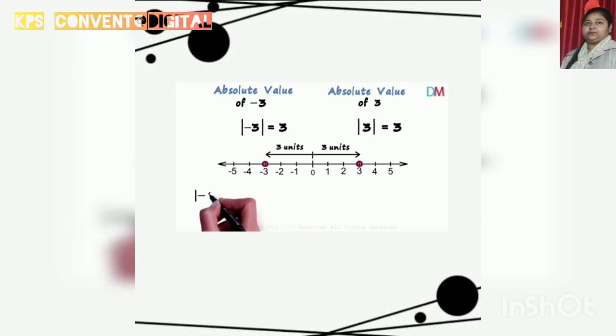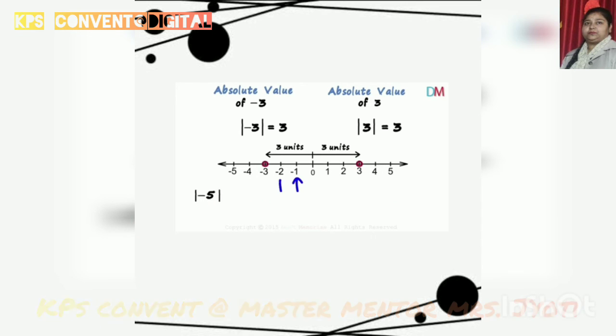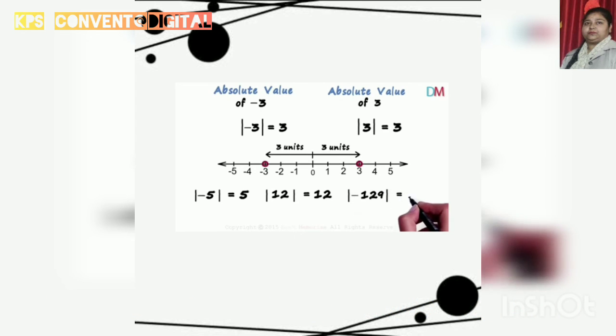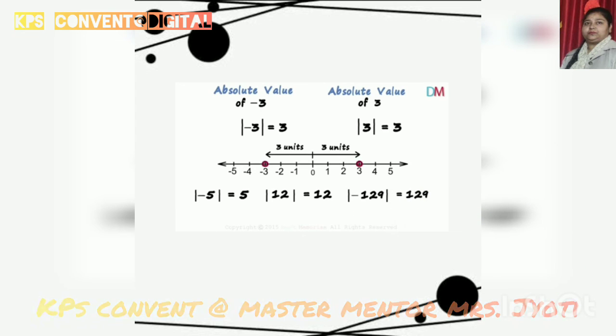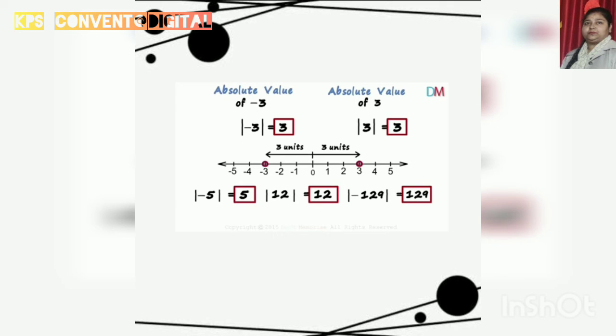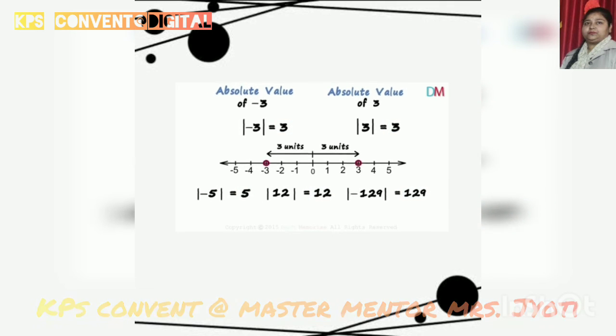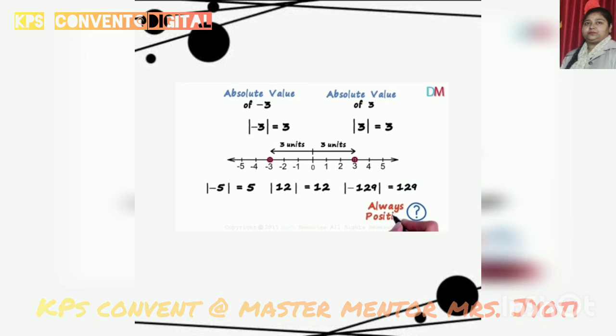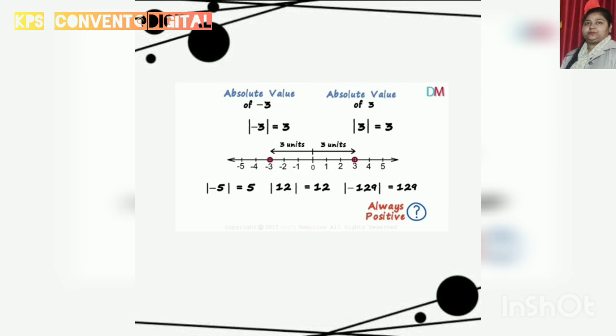What will be the absolute value of minus 5? As it's 5 units away from 0, it will be 5. Absolute value of 12? It will be 12. Absolute value of minus 129? It will be 129. Look at all the answers. They are all positive. So would it be right to say that the absolute value of a number is always positive?